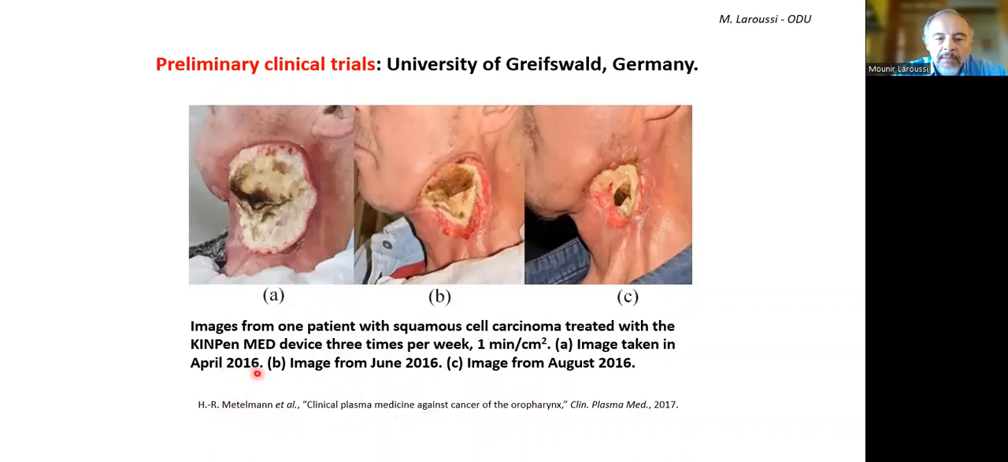The first image was taken in April 2016, and then after a treatment regimen from April to June, you can see here, and then finally in August, you can see there is really a very impressive improvement. Of course, this is just one case, so we can't generalize to all cancers, or claim there is statistical significance that it's going to work every time. However, this is quite impressive work, and that was done already 6 years ago.